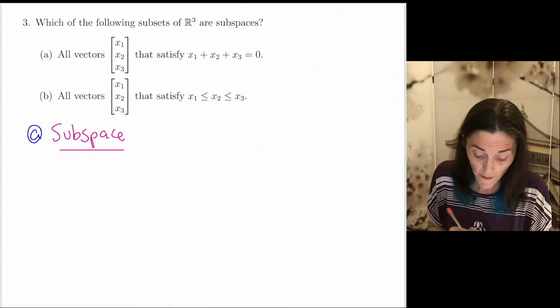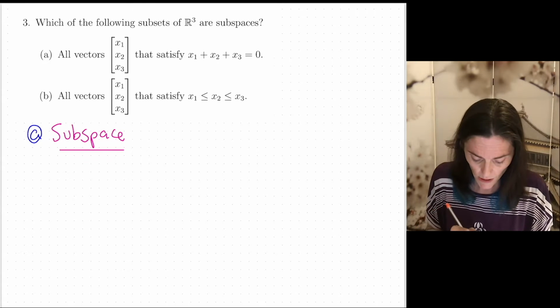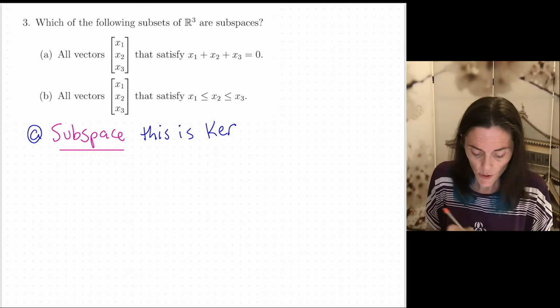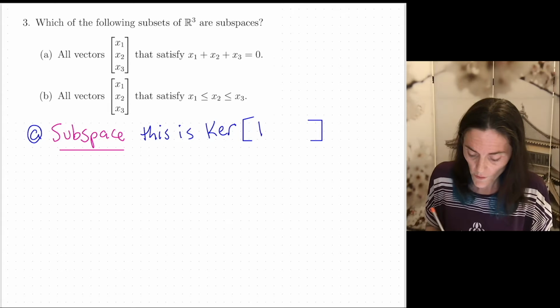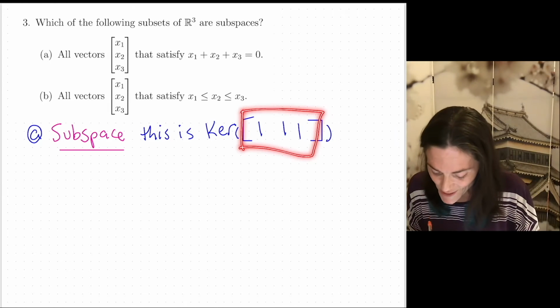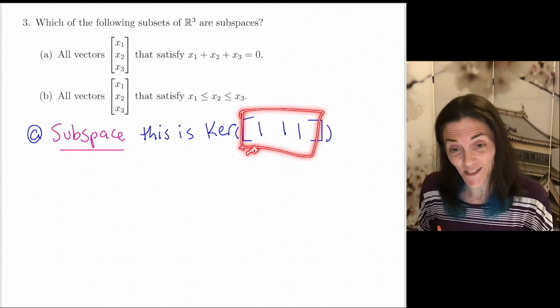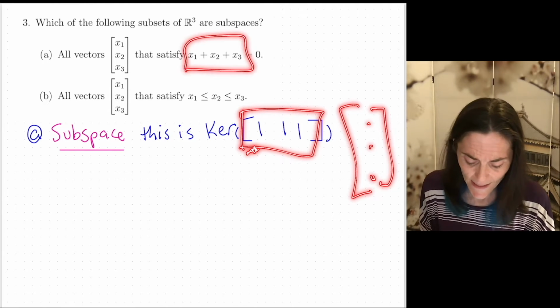Now, justify. What would be the reason? Well, you notice that this collection is the kernel of a matrix. The matrix would be where you just have 1, 1, 1, because if you take this matrix here and you multiply this by, say, x1, x2, x3, a vector, right? x1, x2, x3, you get exactly this expression.